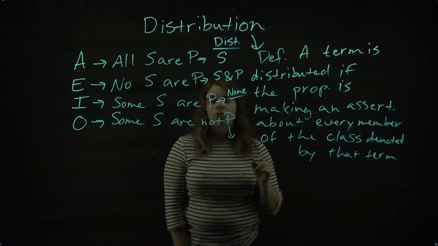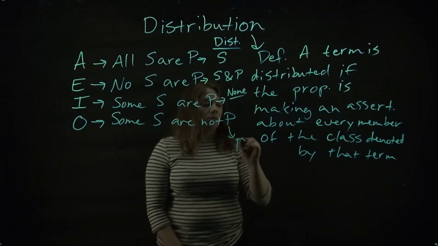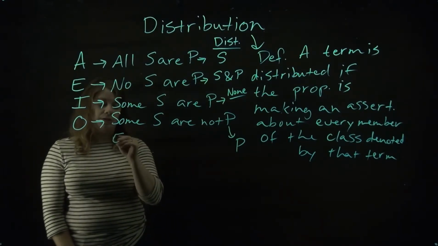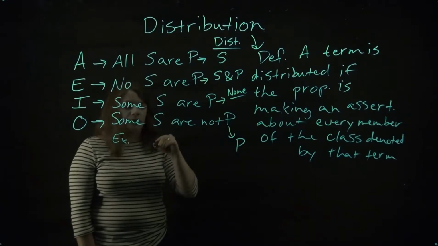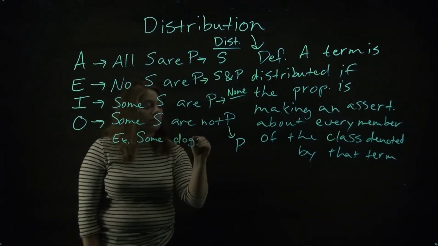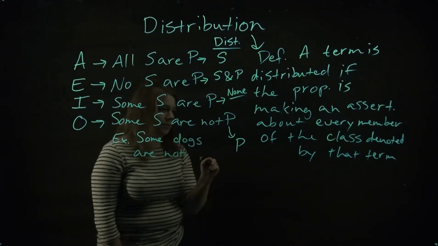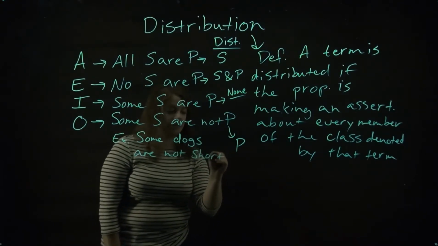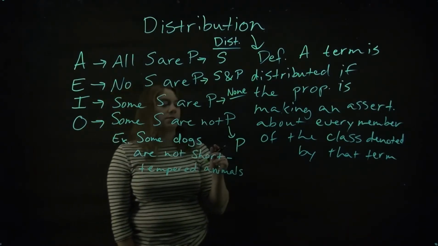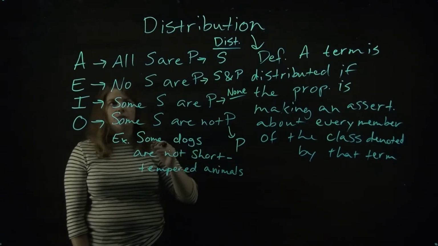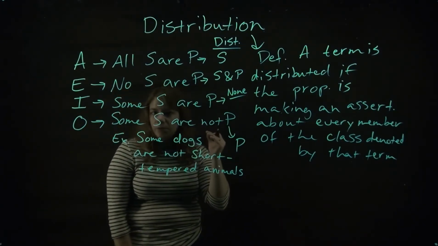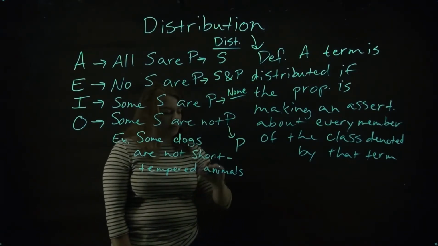Now finally, with O statements, or statements where you say some S are not P, the term that is distributed is only the P, or the predicate term. This one is a little bit trickier to understand here, but the idea is, if you say, for instance, just to use an example here, I don't know, some dogs are not short-tempered animals. What you are saying is you're not making a claim about all members of the dog class. There's at least one member that maybe would not qualify as a short-tempered animal. But you are making a claim, and this is kind of a weird way to think about this, you are making a claim about every member of the class of short-tempered animals.